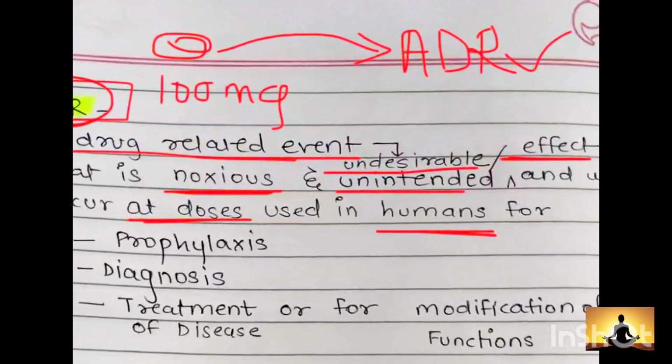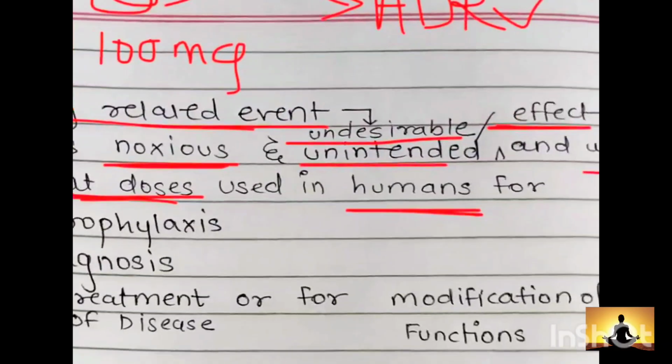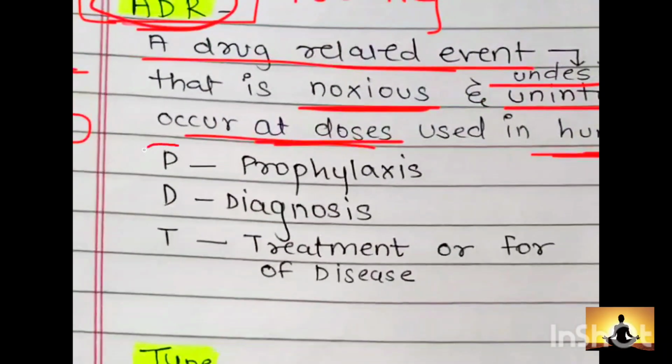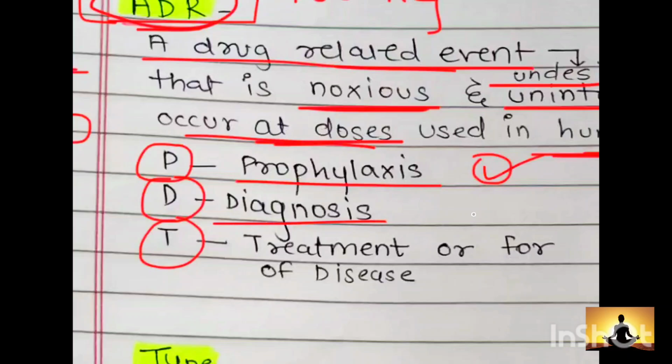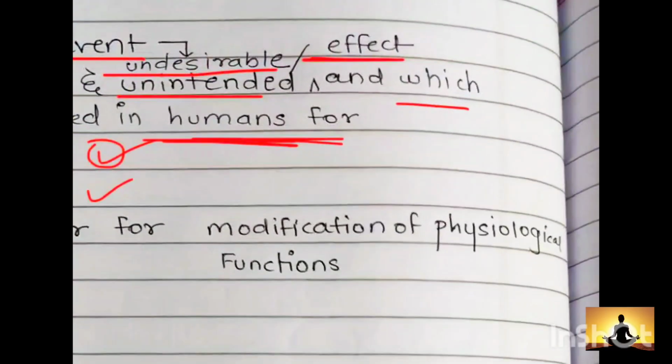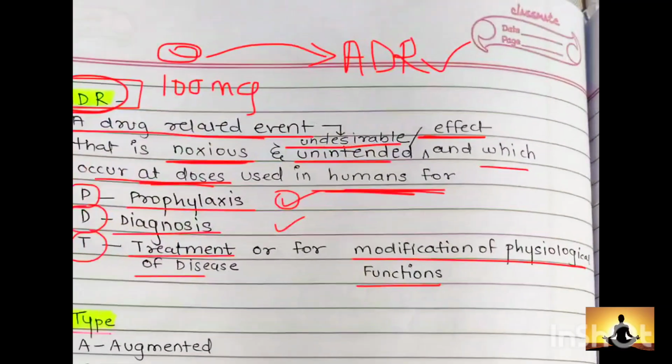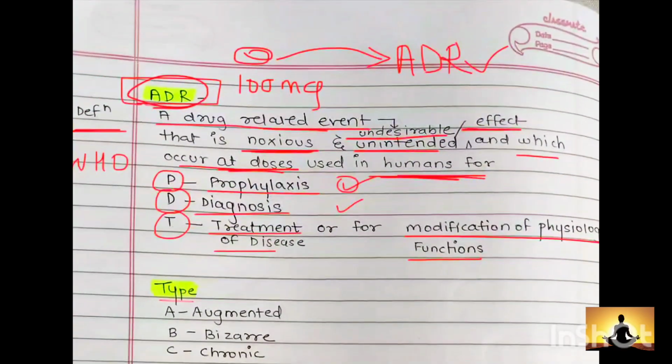Okay, so which occur at doses used in humans for what? For PDT: prophylaxis, that is before any disease occurs, diagnosis or treatment of disease, or for modification of physiological functions. So what is the full definition? ADR, a drug related event that is noxious and undesirable or unintended effect and which occurs at doses used in humans for prophylaxis, diagnosis, treatment or modification of any physiological function is called adverse drug reaction.